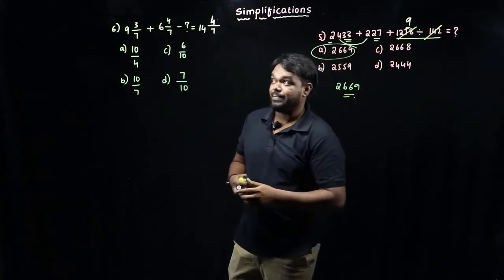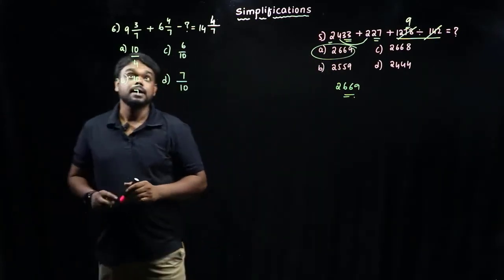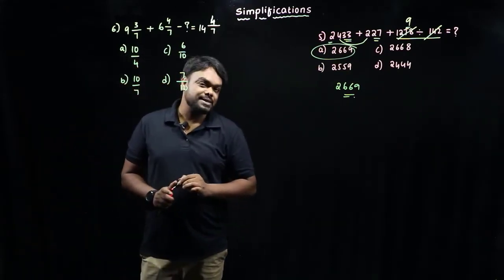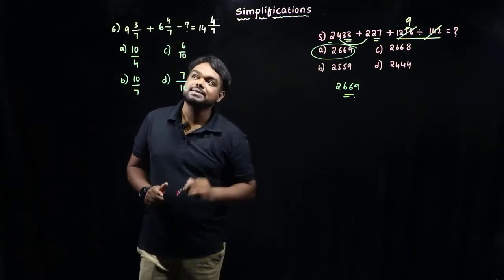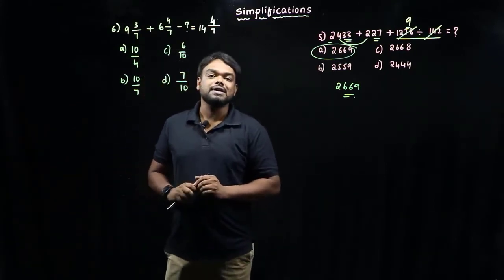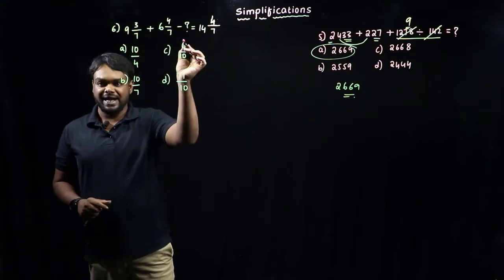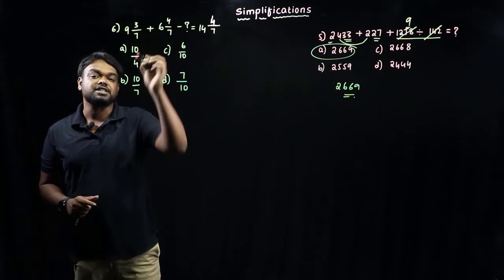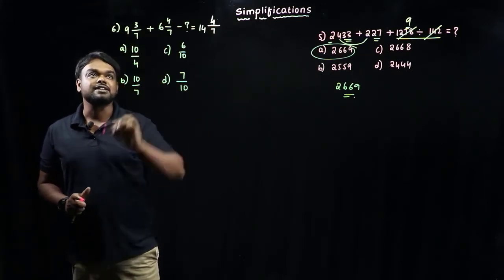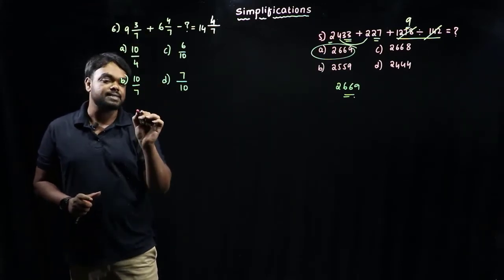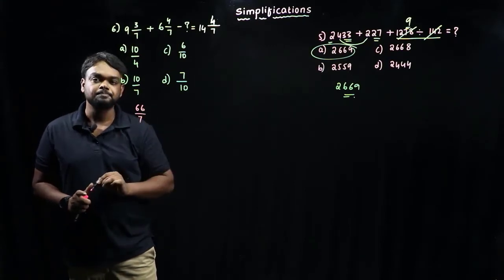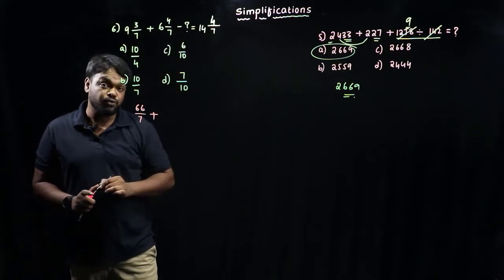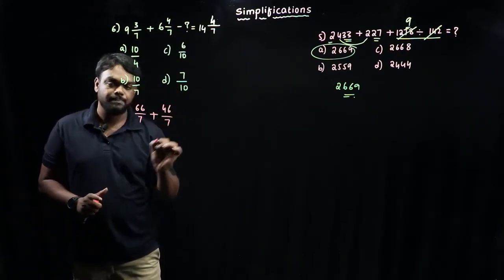Now, looking at question number 6. Well, there is a mixed fraction here. A common mistake students make is to try to convert the mixed fraction. Okay, let me show you the general method of solving first. Let us convert the mixed fraction into an improper fraction. 9 into 7 is 63. 63 plus 3 is 66 divided by 7. Plus 6 into 7 is 42. 42 plus 4 gives us 46 divided by 7.